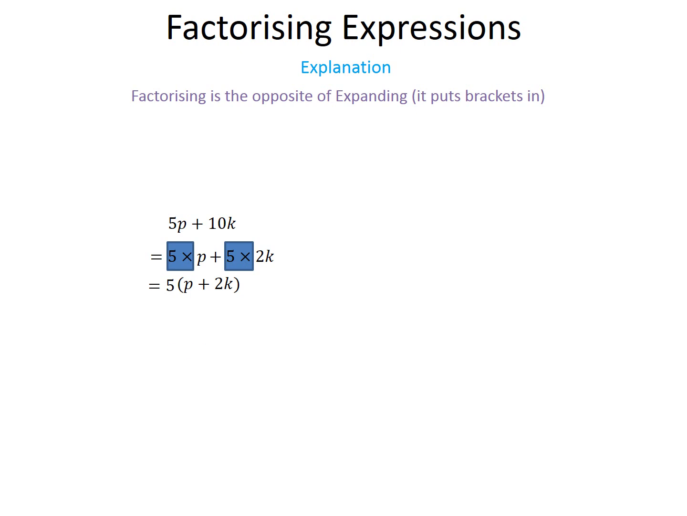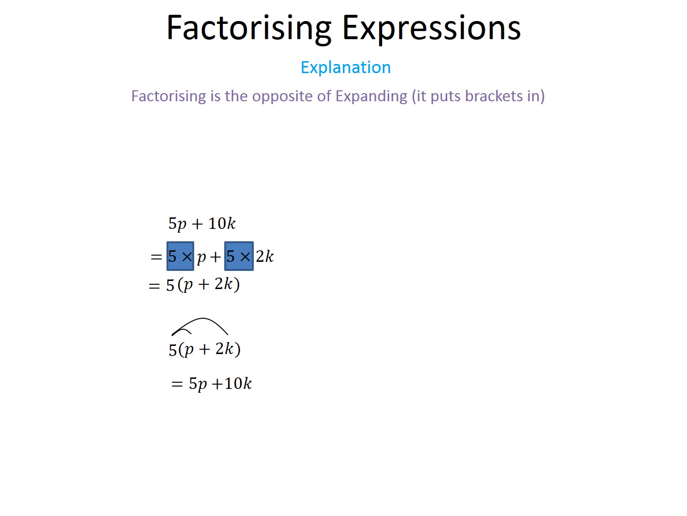Now, let's just double check that. We'll take our answer from here, so 5 times the bracket p plus 2k. Let's just expand it again and see what we get. So we're going to go 5 times p, which is 5p, and we're going to go 5 times 2k, which is 10k. Notice I got back to my original expression here.